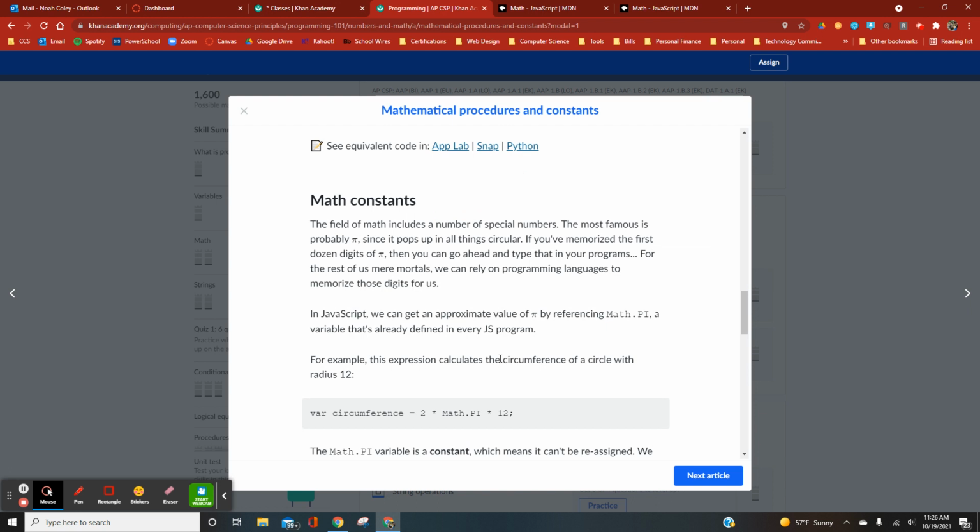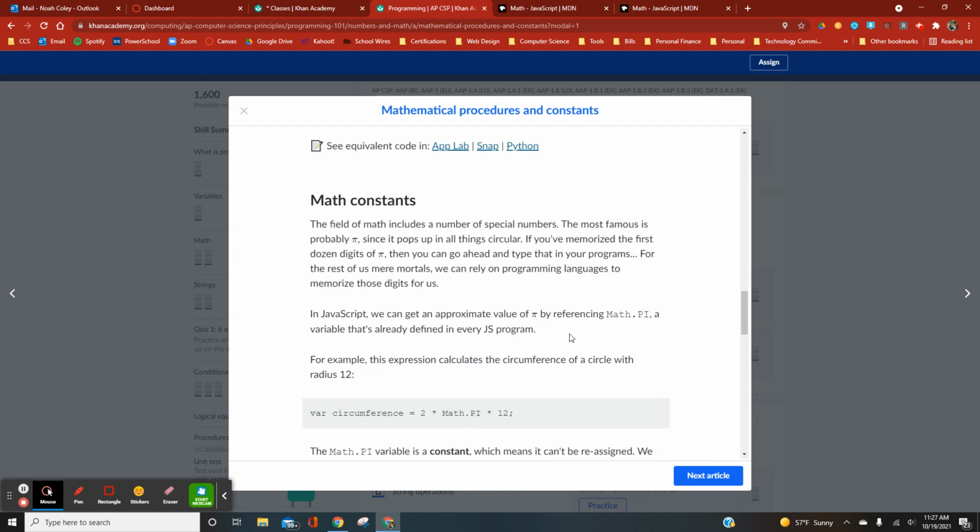Math constants. The field of math includes a number of special numbers. The most famous is probably pi. That's what this symbol is, since it pops up in all things circular. If you've memorized the first dozen digits of pi, then you can go ahead and type that in your programs. For the rest of us mere mortals, we can rely on the programming language to memorize those for us. I know pi is like 3.14, is all I could ever remember. Okay?